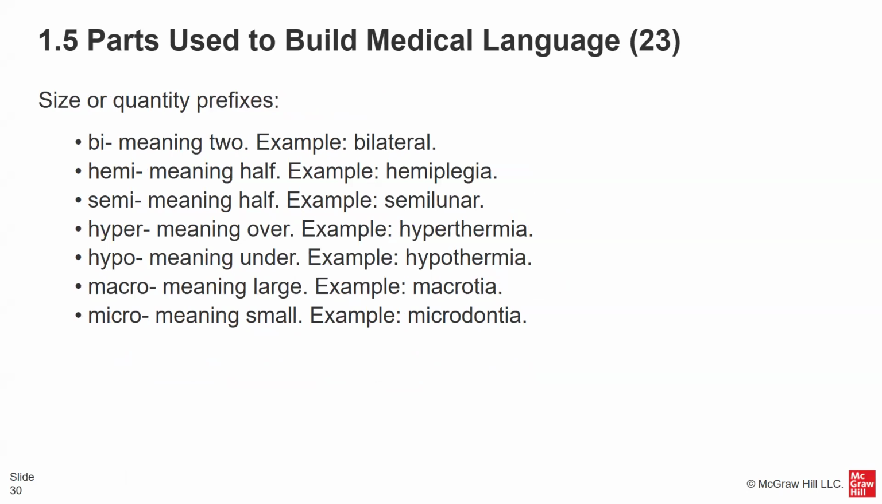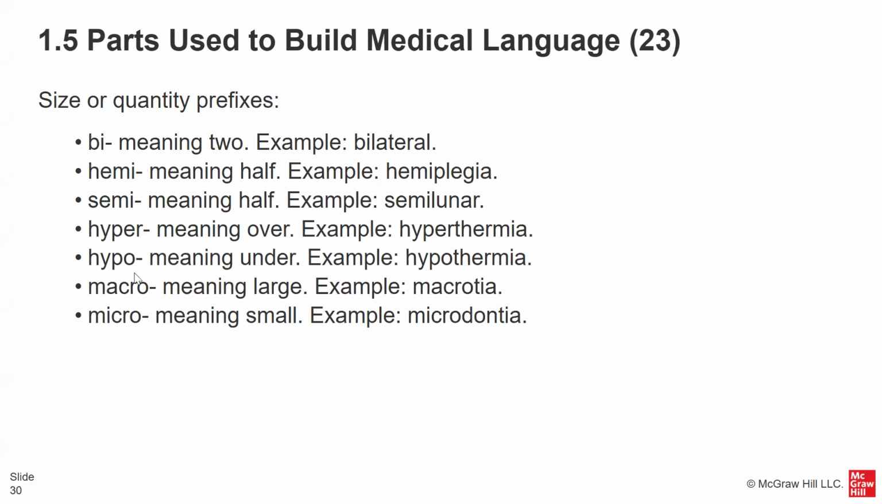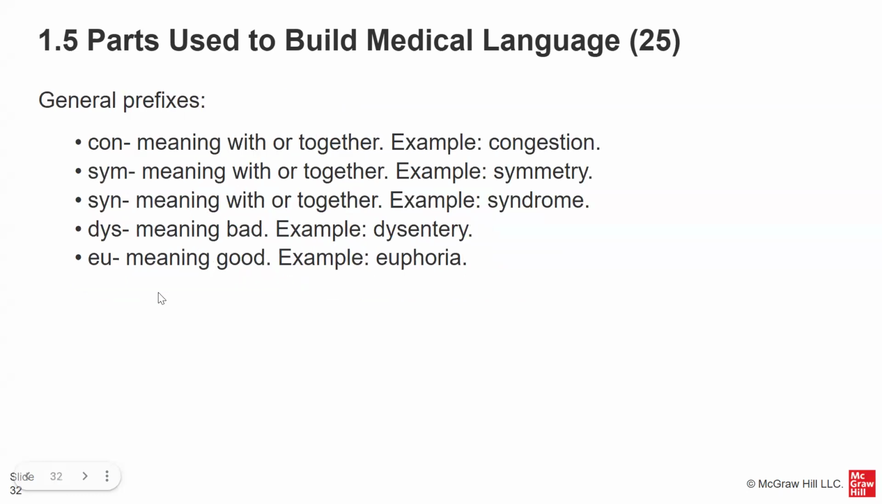So as you're studying prefixes, make sure you're looking at the opposites. Prefixes oftentimes come in pairs. That tells you opposites. In other words, if you have something that goes up, you have something that comes down. Something big, something small. Macro, micro. Size or quantity. And then some of your general prefixes: con, sim, sin, dis, eu, as in euphoria.